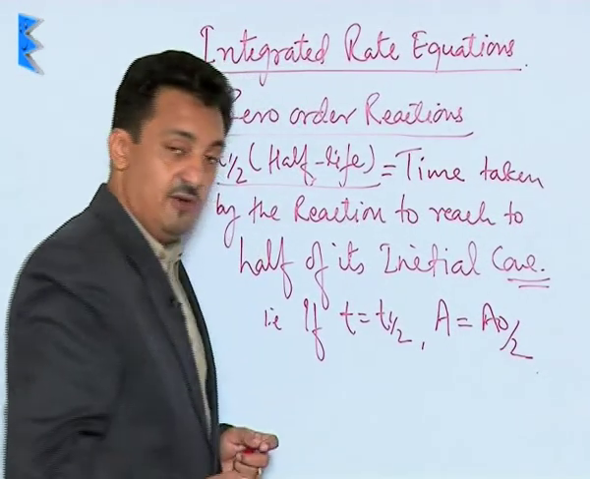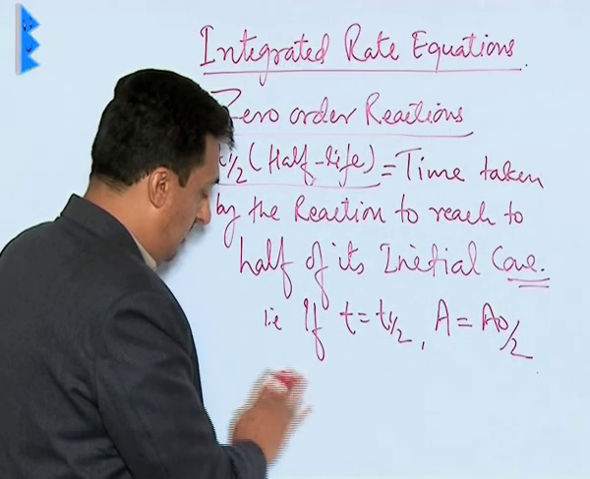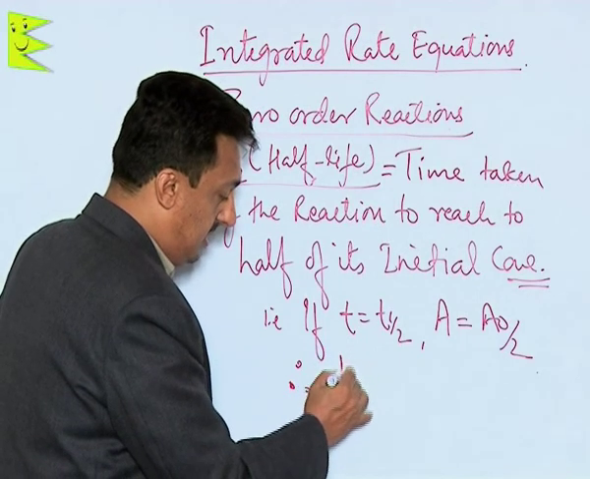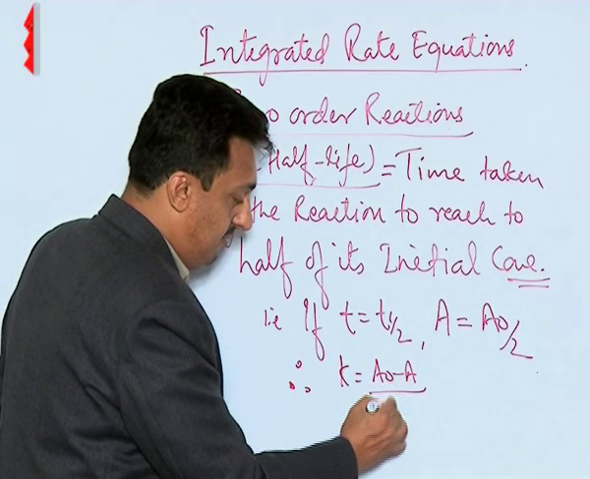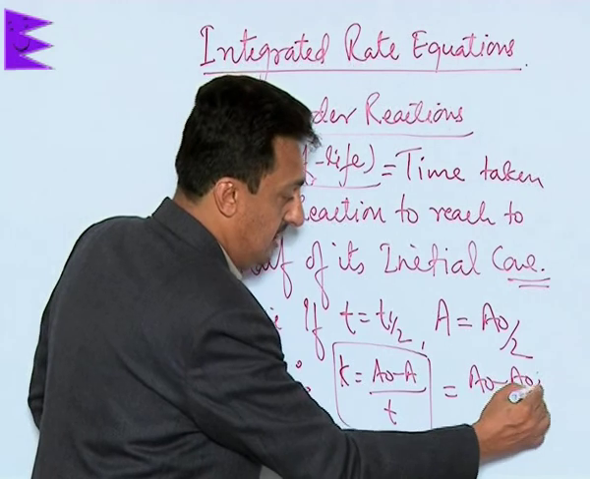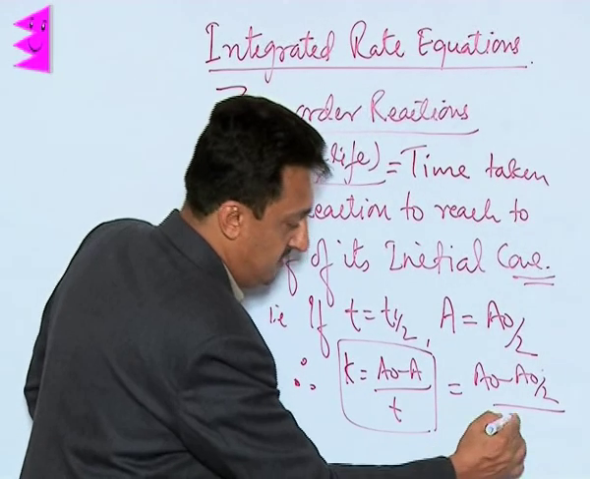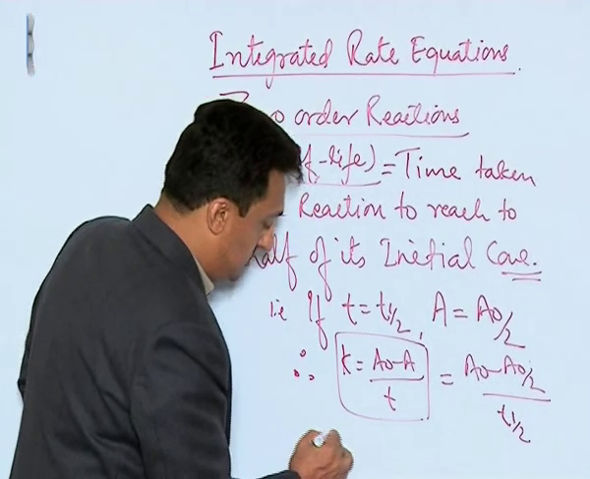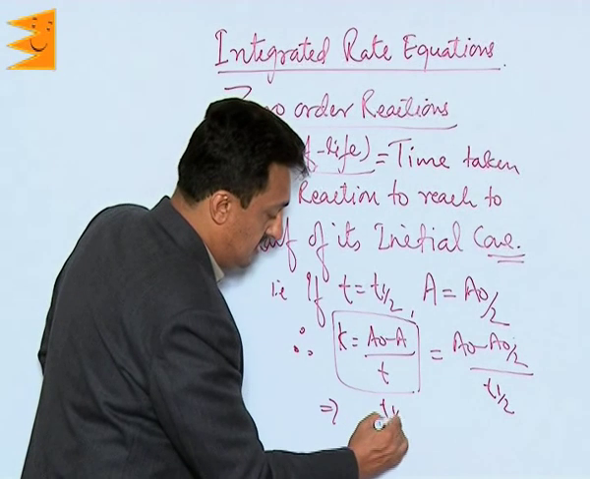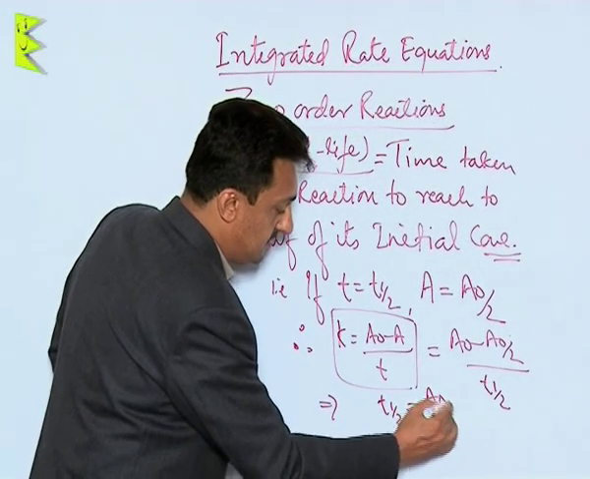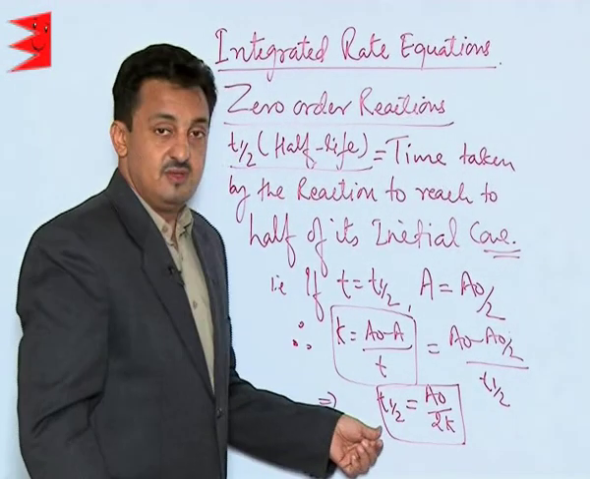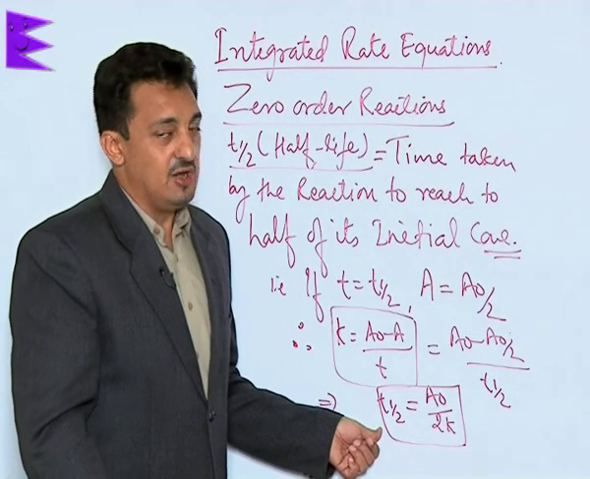A naught by 2, half of the initial one. Therefore, what we can make out of that integrated rate equation is, since K is equal to A naught minus A by T, this equation can be written as A naught minus A naught by 2, because we will replace this A by A naught by 2 and we will replace T by T half. So what simple formula we get is that T half is equal to A naught upon 2K. This is the formula which we get for the half-life of a zero order reaction.